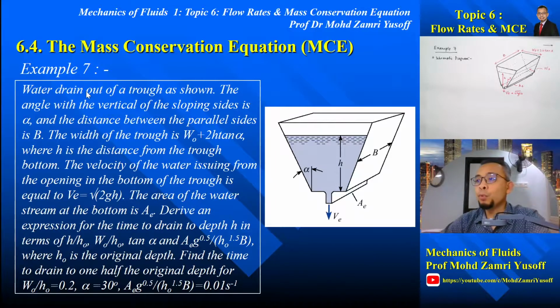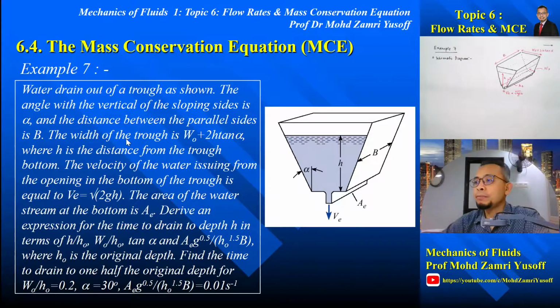So the next example that we will look at is still related to unsteady flow. Here we have water drained out of a trough as shown in this diagram. The angle with the vertical of the sloping side is alpha, so this angle is equal to alpha, and the distance between the parallel sides is b.